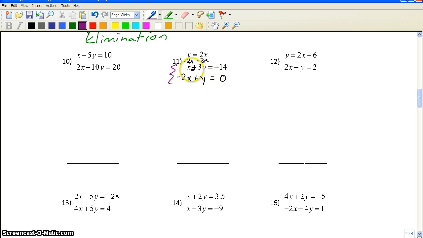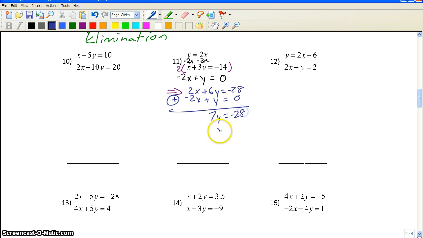So we got to figure out what we need to multiply for. I'm going to get rid of the x's, so I'm going to multiply the first equation by 2 so that I can get rid of the x's. And then I'm going to rewrite the whole system all over again. So we're going to get 2x plus 6y equals negative 28. Then we get negative 2x plus y equals 0. Then we can add straight down because we have same number, different sign, same variable. Those cancel, so we get 7y equals negative 28. And we get y equals negative 4 when we divide by 7.